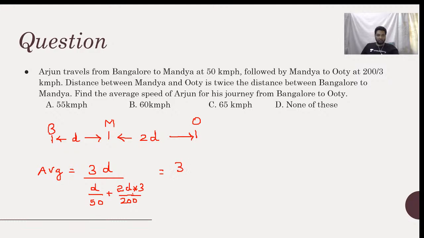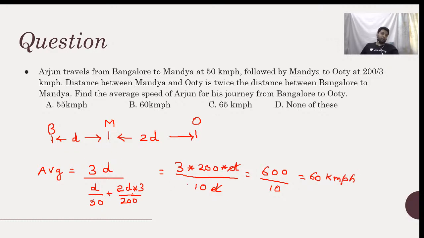So 3 into 200 into d divided by 4d plus 6d, which is 10d. d and d get cancelled out, which is nothing but 600 divided by 10, which is equal to 60 kilometers per hour.